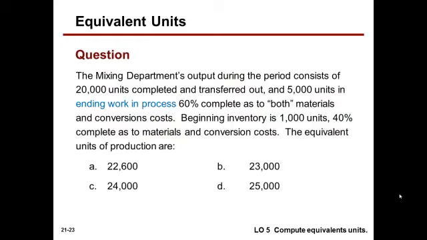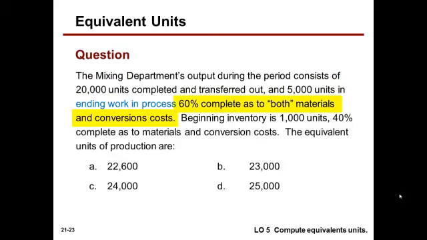Let's do another calculation of equivalent units. Let's say the mixing department's output during the period consisted of 20,000 units completed and transferred out, and 5,000 units in ending work in process. And let's assume that those ending work in process are 60% complete with respect to both materials and conversion costs.